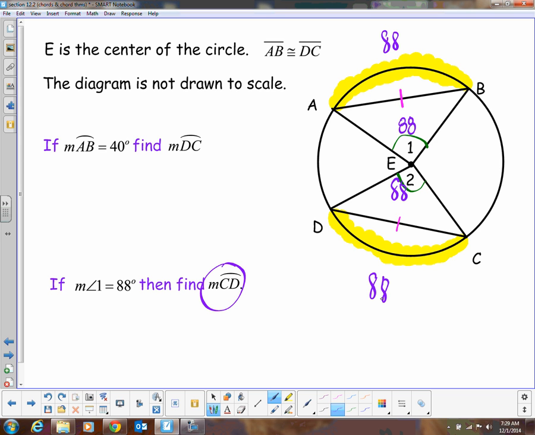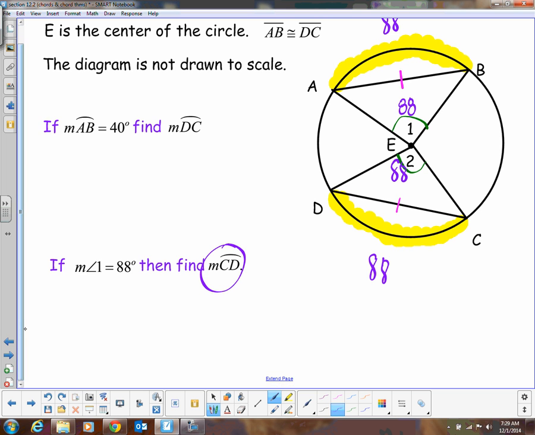What is CD? 88. Could I have asked you for a measure of angle 2? Could I have asked for the measure of angle 1? So on your homework tonight, it's just going to be, I'll give you an arc, I'll ask for an angle, I'll give you an angle, I may ask for the other arc. Is this hard so far?